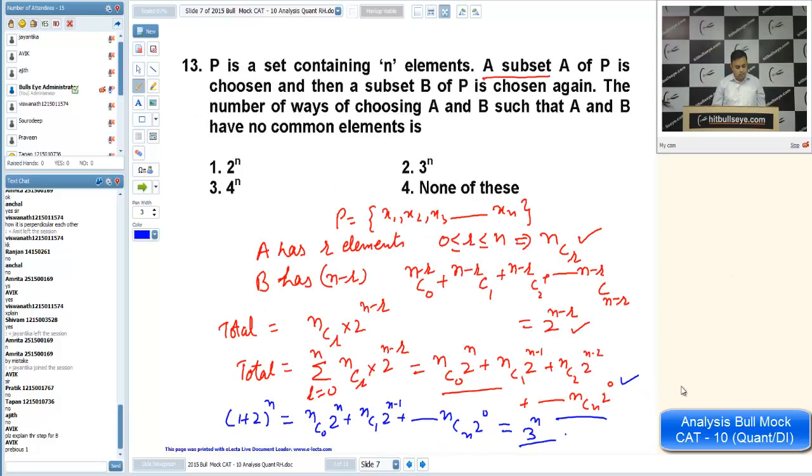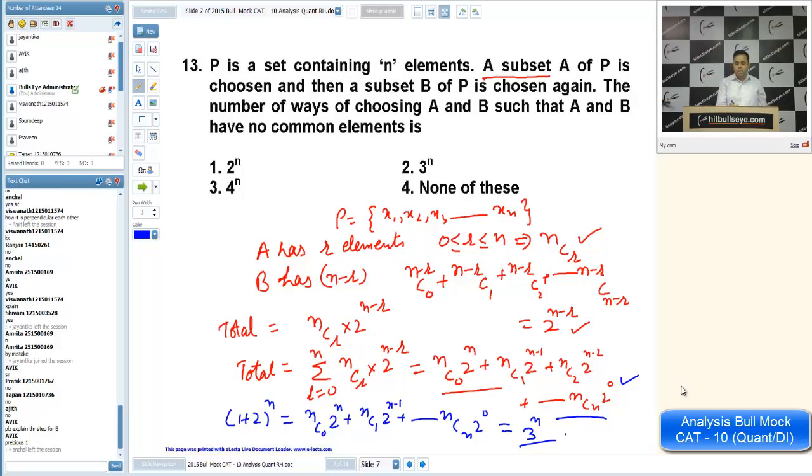Okay, step 4b. Since we have R elements in set A and total elements were n, so for B we have n minus R elements. So there is no compulsion for B to have any elements. So there are certain cases. Number 1, if B has no element, then the number of selections will be equal to (n minus R)C0. If B has one element, then the number of selections will be equal to (n minus R)C1. If B has two elements, the number of selections will be equal to (n minus R)C2, and so on. So this will be equal to 2 raised to power n minus R.